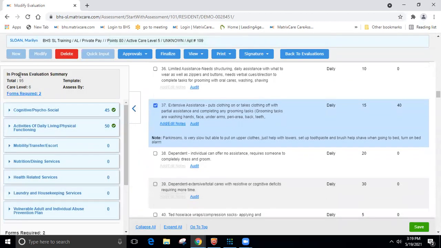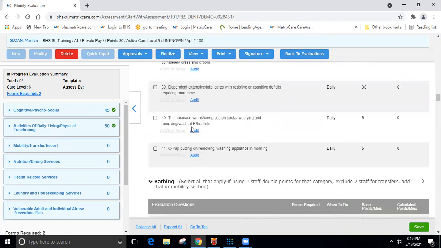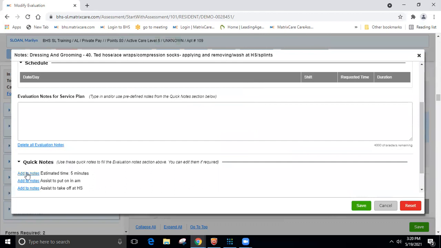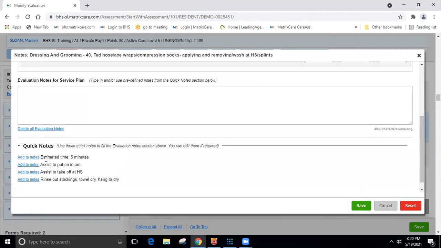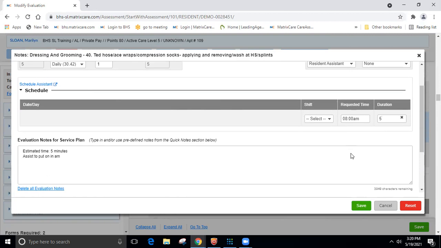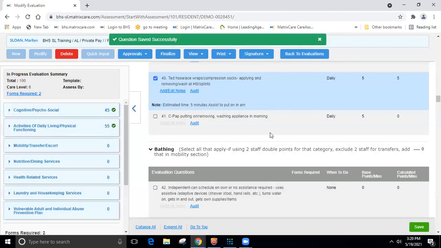So now you can see there are 95 points in a level 6. We have 8 levels. If we have TED hose, Jobst stockings, anything that takes that extra time, we can click here. Again, maybe they just put them on, but they can get them off at night. If you have a quick note of estimated time, we do like that put in here for the aides because they see how much time it's supposed to be. And that helps with their documentation. And you just save that.